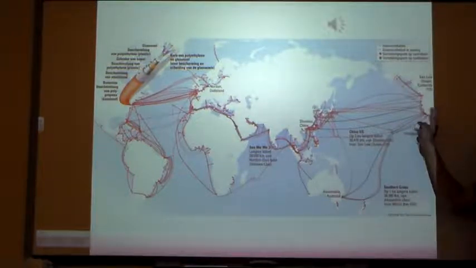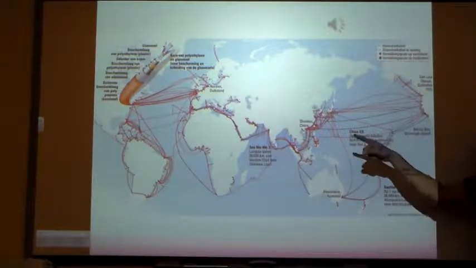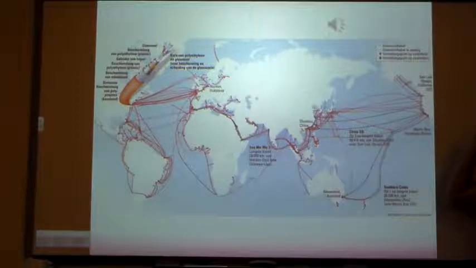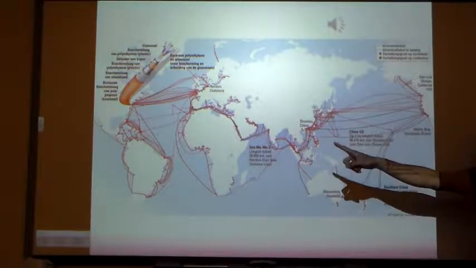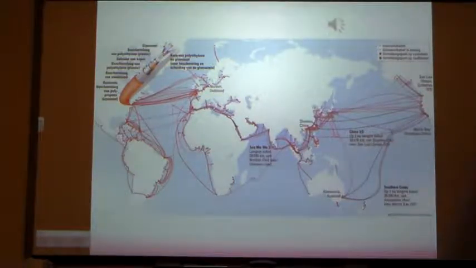People have laid down all these optical fibers across the ocean. There are a lot of physical fibers laid at the bottom of the ocean to go across, to link up the whole world. The whole world is optical fiber linked.